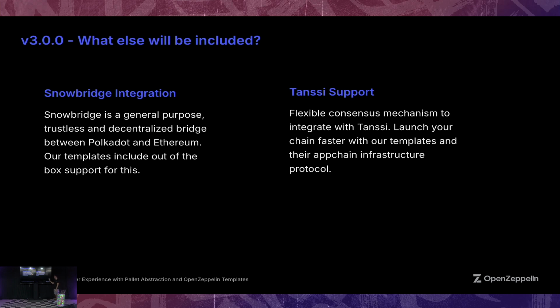And funnily enough, this is something where pallet abstraction was also very useful, because otherwise you had to find a way in all the templates to switch the consensus mechanism that you were using and the pallets that you were using. But with pallet abstraction, we were able to hide away all that complexity and just give you a feature flag that you can change if you want the regular consensus or if you want Tansy's consensus mechanism. And if you do, you can use the wrap-chain infrastructure.